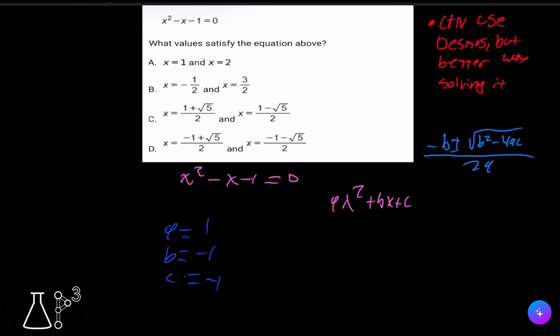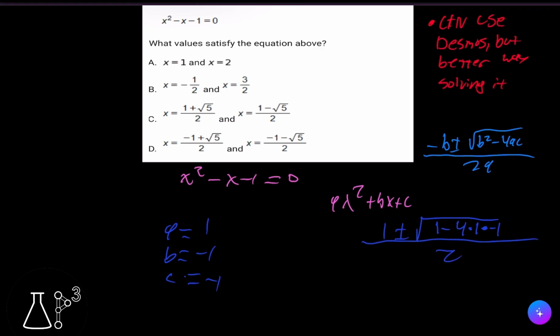So b equals -1. If I multiply that by negative, I get +1. So +1 plus minus, let me make it look a little bit better. So then 1 plus minus square root of b squared, -1 squared equals 1. So 1 minus 4 multiplied by 1 and multiplied by -1, which just equals +4. So I'm going to get 1 plus 4, and then divided by 2a, which equals 2.